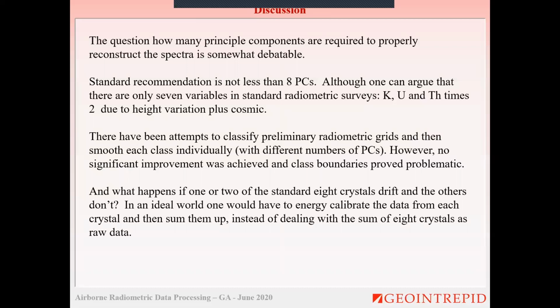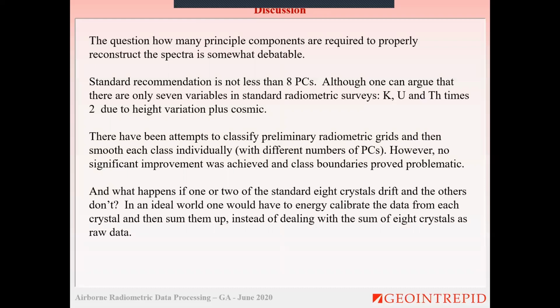In the past, there have been attempts to actually classify the raw radiometric data. You just grid them up after all the corrections and run a classification algorithm over it, and then you apply spectral smoothing with different parameters to each of the classes, which was advertised in the early 2000s or mid 2000s as the solution to all our problems, but it ran into some technical problems and obviously time problems.